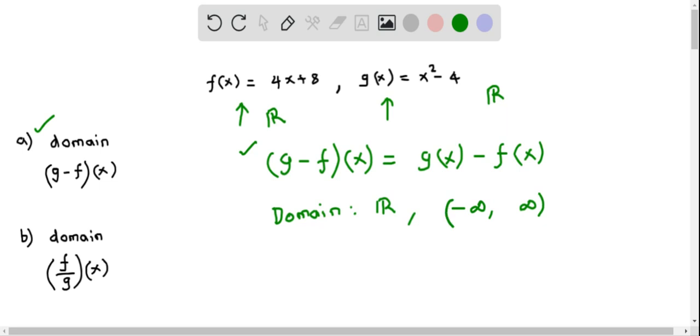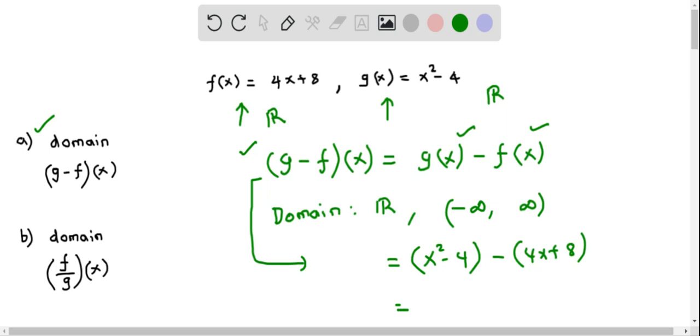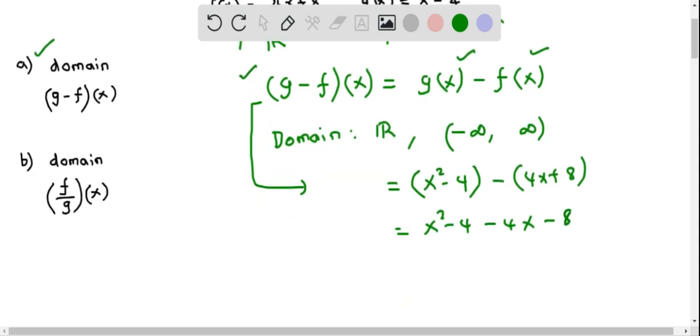Now let's simplify this function, that is g minus f of x. This equals, I'm going to substitute g of x and f of x. g of x is x squared minus 4, minus f of x, which is 4x plus 8. So let's simplify this. We get x squared minus 4 minus 4x minus 8. Now I can write this as x squared minus 4x, and minus 4 minus 8 is minus 12. So this is g minus f of x.